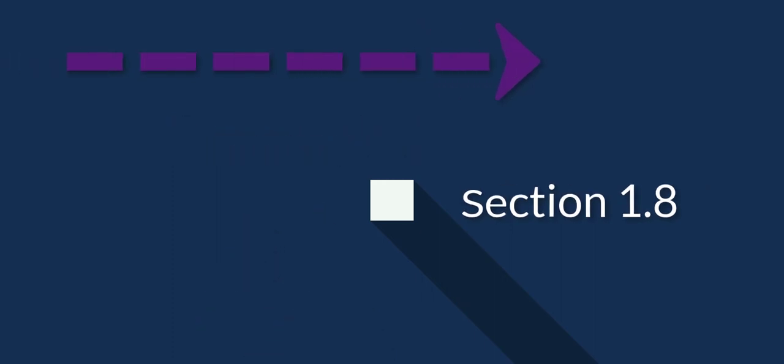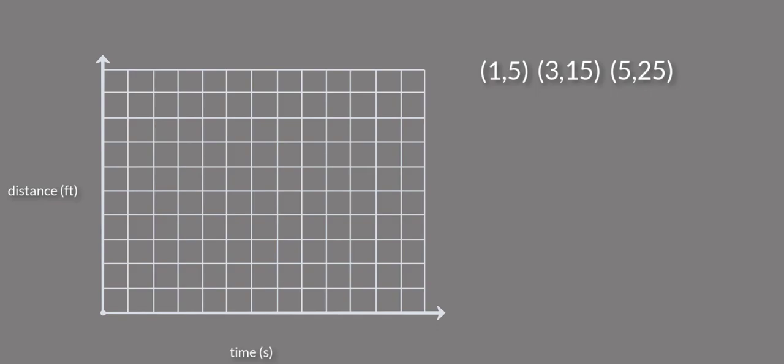With example 3 in finding slope, we are given the ordered pairs (1, 5), (3, 15), and (5, 25), which represent the distance y feet that Julian walks after x seconds. We're asked to graph the data and draw the line that passes through the points, and then find the slope of the line and explain what the slope represents. So again, these points are representing time in seconds to distance traveled.